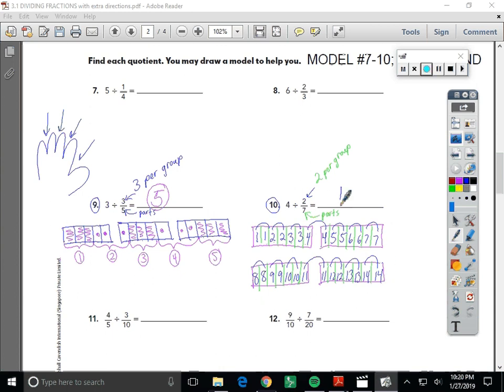If you notice, we were able to make 14 groups of 2 7ths. I was able to break 4 whole bars into 14 groups of 2 7ths. That's my final answer. On number 11 and 12, I will show you the reciprocal method just to help you review that. And then I'm going to set you loose on the rest of the worksheet because I think you're going to be ready for that idea.